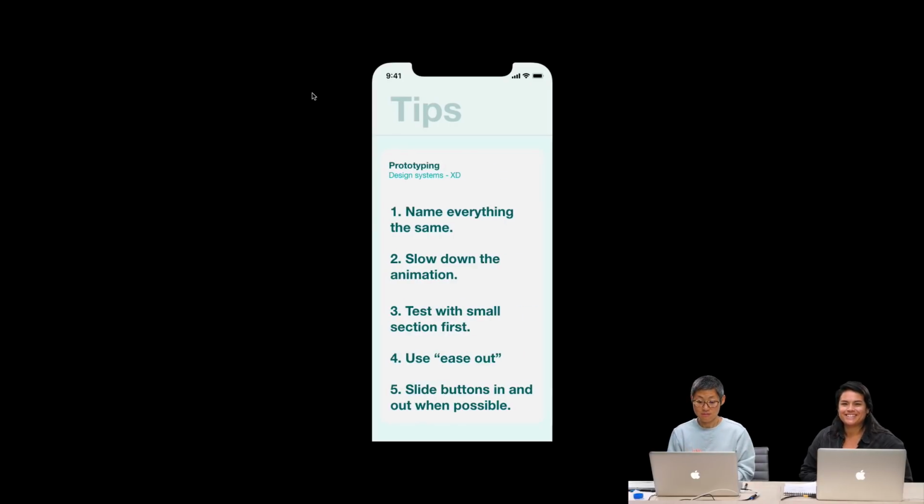The last one is about prototyping, right? So number 1, name everything the same. Remember, from one frame to another, all the grouping of the things needs to have the same name. Otherwise, the screen, the frame's name, no.